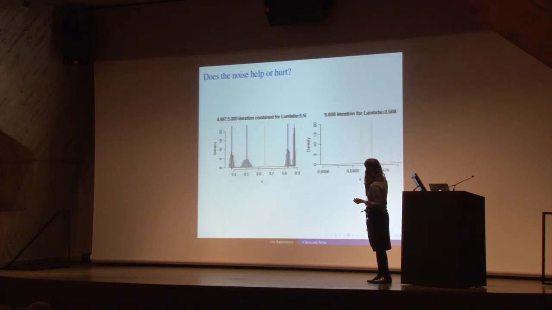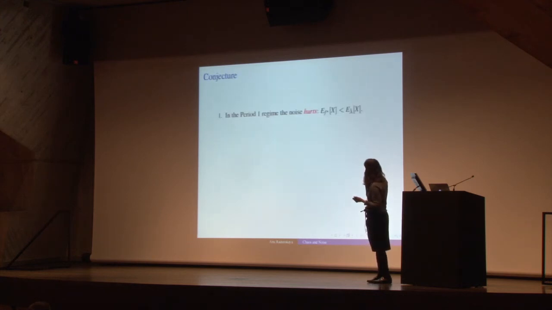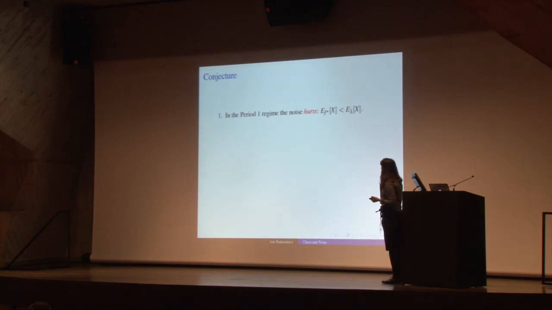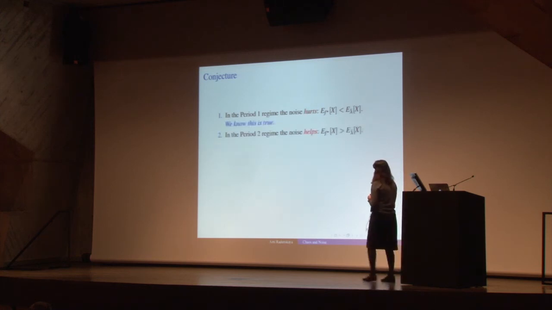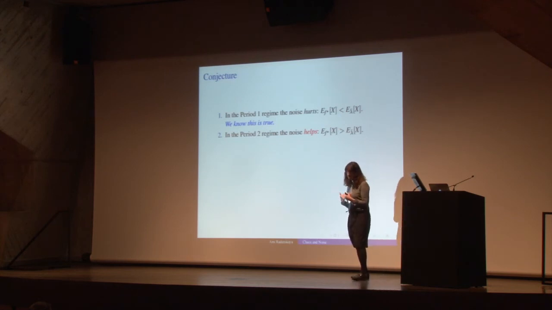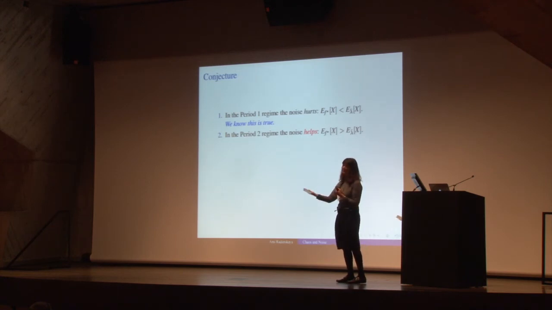Well, oh, sorry, I jumped ahead because I don't want to run out of time. So here, we proved that in the period 1 regime, when we had a stable fixed point, the noise hurts. The average got lower. We can prove that. Maricela conjectures, just by her numerical experiments, that the noise in the period 2 regime actually helps. She also went into the period, maybe some of you know, that when you increase lambda further, you get into a period 4 regime.